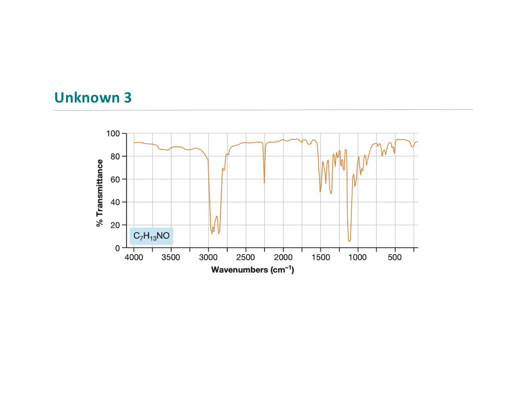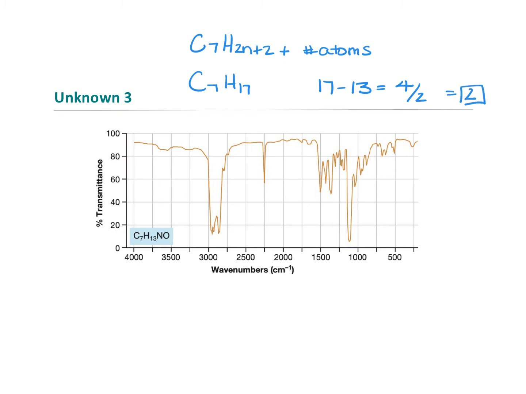So it's C7H13NO. So it would be C7H2N plus 2 plus the number of nitrogen atoms. So when we do that, it's C7H, and 2 times 7 is 14, plus 2, 15, 16. There's 1 hydrogen atom, that's 17, right? And then we take 17 minus 13, and that equals 4, and 4 divided by 2 is 2. So that's our IDH number.